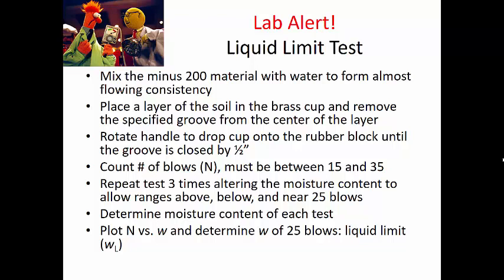Once you have that, you determine the moisture content of each test. So you take a portion of that soil that's in the cup, place it into a small dish, weigh the dish, put it in the oven, and then weigh it again once it's dry. And once you have the moisture content versus the blow count, then you develop a plot to help you look at what the liquid limit actually is.